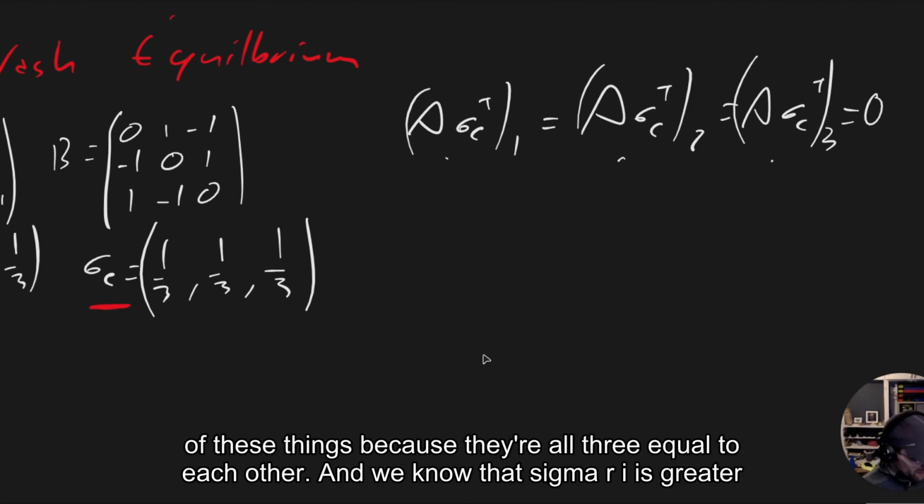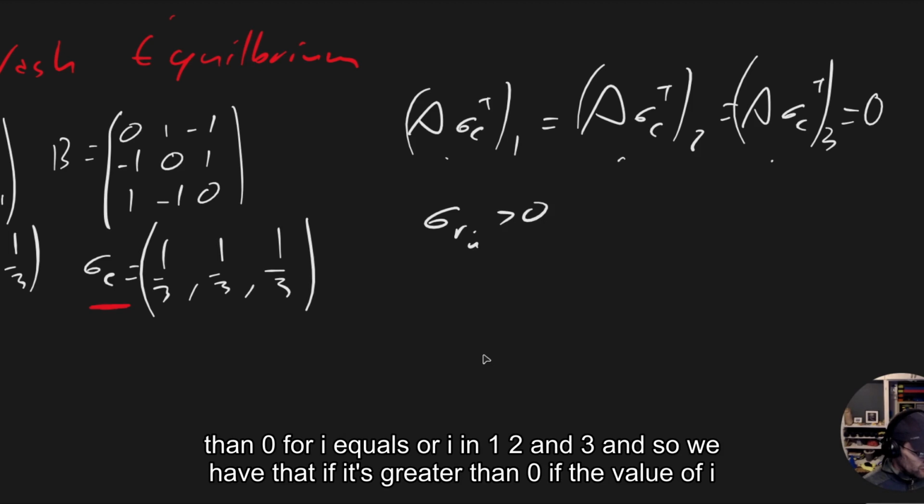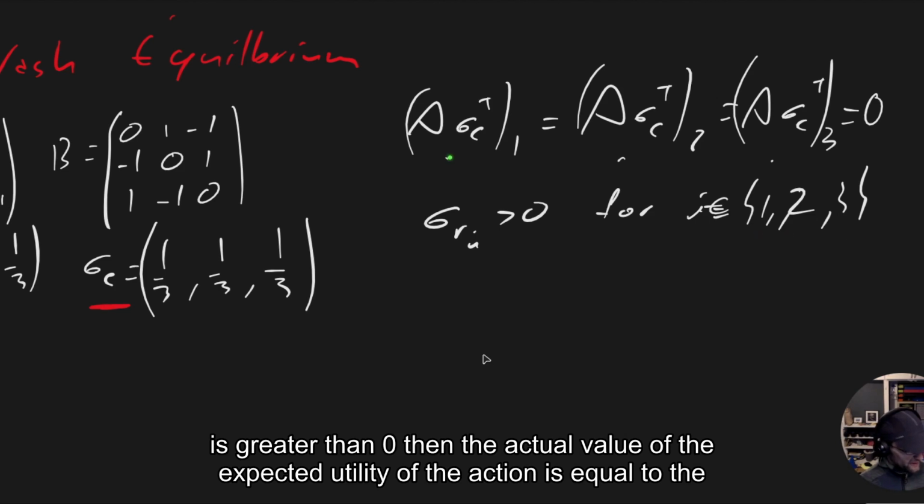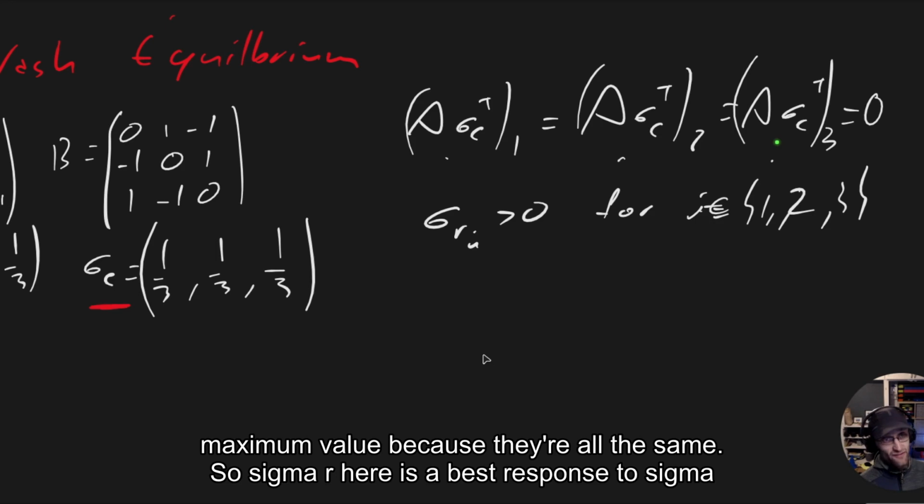And we know that sigma R i is greater than 0 for i in 1, 2, and 3. And so we have that if the value of i is greater than 0, then the actual value of the expected utility of the action is equal to the maximum value because they're all the same. So sigma R here is a best response to sigma C.